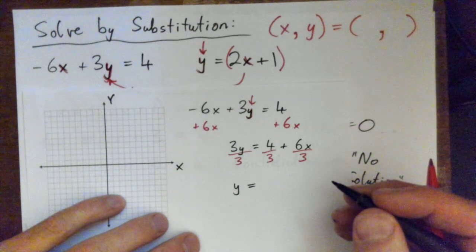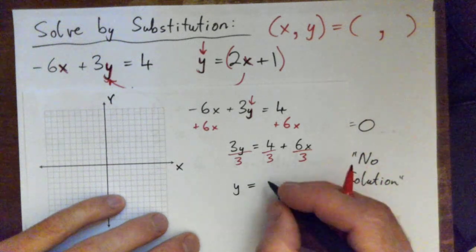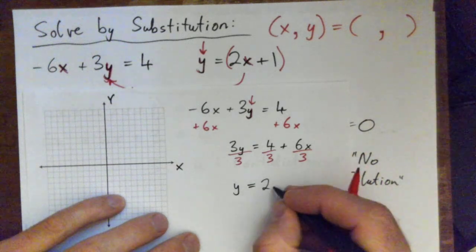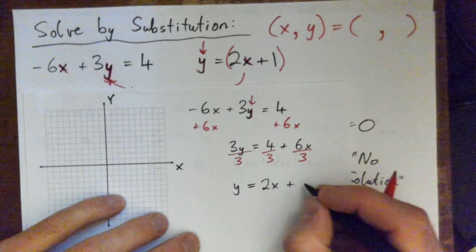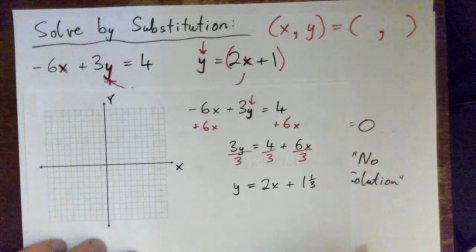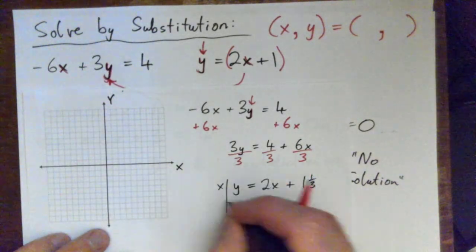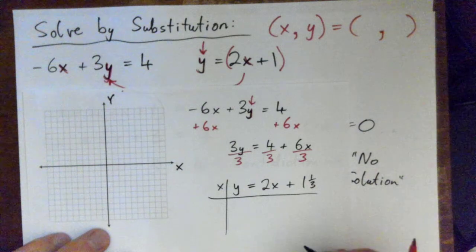Yeah, 1 1/3 plus... Good. And I'm going to write it like this, 2x plus 1 1/3. Good job. Or 4/3, same thing, right? Now if we were to graph that, let's plug in a couple of points. Let's plug in 0 and 1 for fun, right?